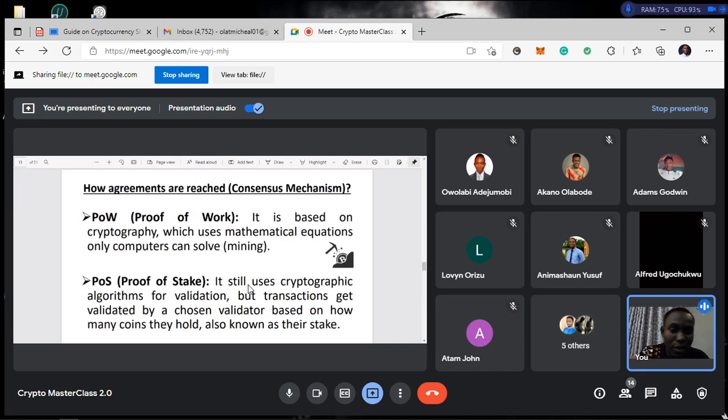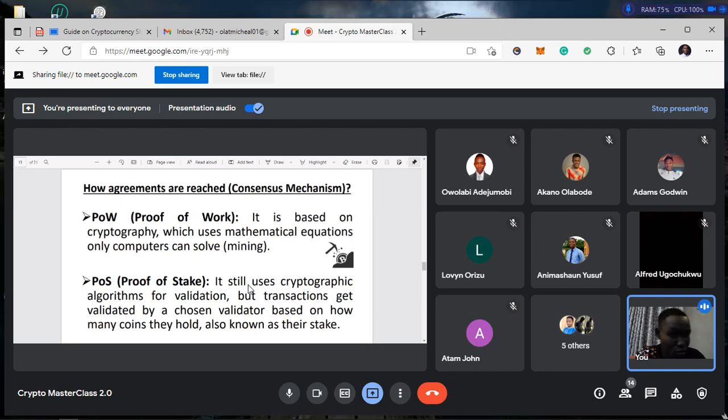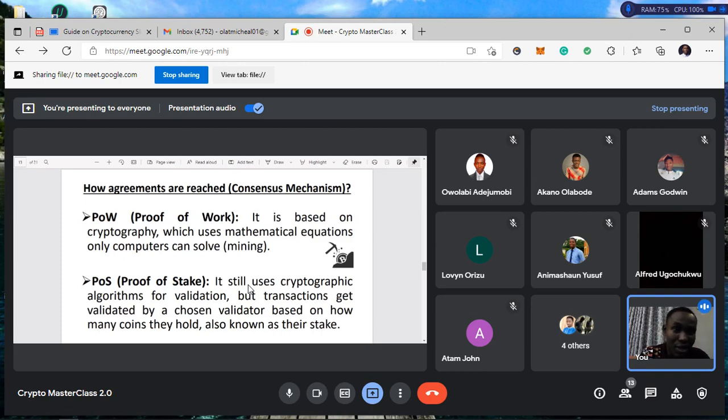It's not your normal POS, so please don't think it's point of sale. No, this is not point of sale. This is actually proof of stake. We have a lot of them, more than two, but we only stick to two for the sake of this class. So you can do your own research and find out more on your own. So learning continues. Now, proof of work is based on cryptography, which uses mathematical equations only computers can solve.